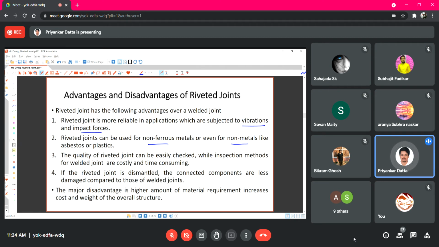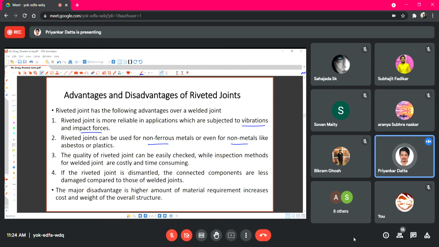And also the quality can be checked easily. In case of welded joint, checking whether there are some defects incorporated in the welded joint, those checking procedures are very difficult, and you will learn about them during your machine elements laboratory class. Some non-destructive testing methods are there, and they are mostly time consuming and also very expensive. So that is why for riveted joints, generally the cost of inspection is comparatively lower.